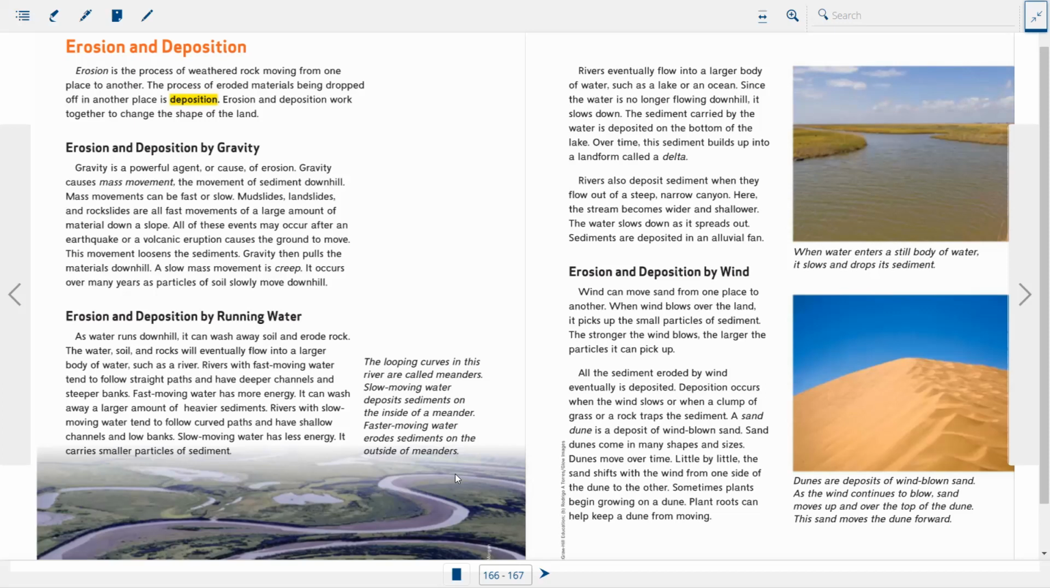Smaller rivers that are usually a little more windy, they don't follow necessarily a straight path, can't always carry the bigger pieces, but they'll carry the smaller pieces and they'll deposit them around these curves that we call meanders.